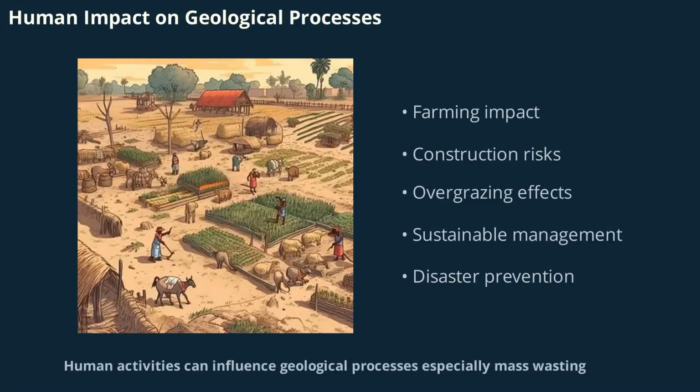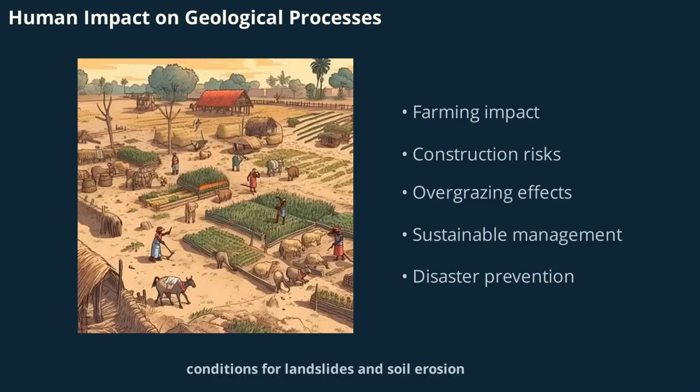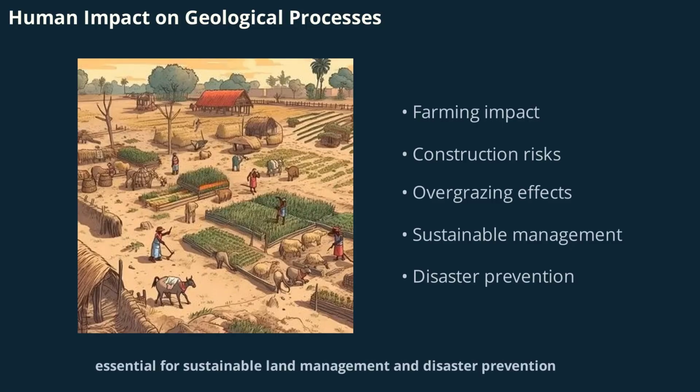Human activities can influence geological processes, especially mass wasting. Farming, construction, and overgrazing on steep slopes create conditions for landslides and soil erosion. Understanding how our actions affect Earth's surface is essential for sustainable land management and disaster prevention. By respecting natural processes, we can reduce risks and protect our environment.